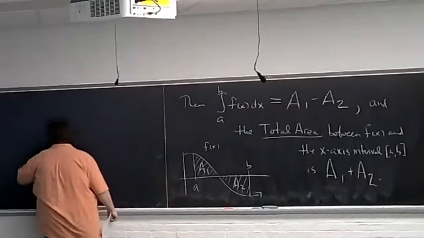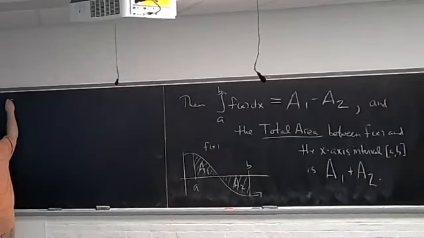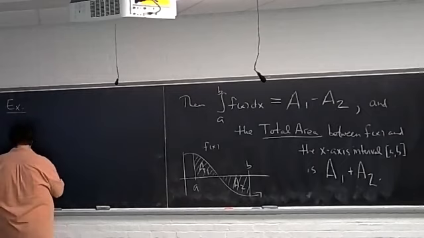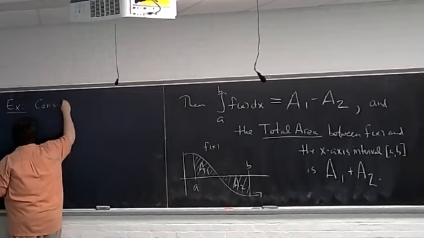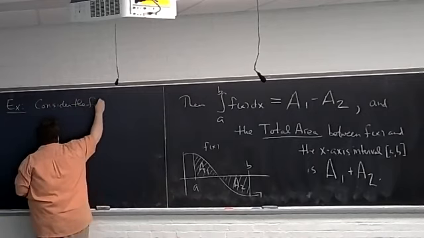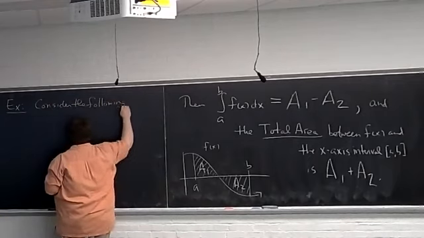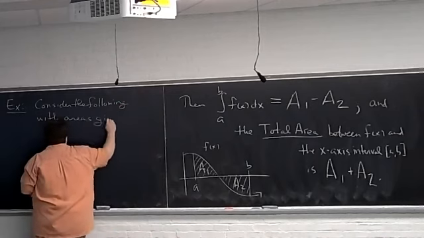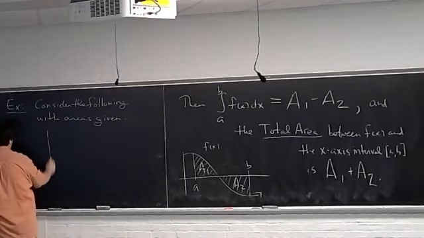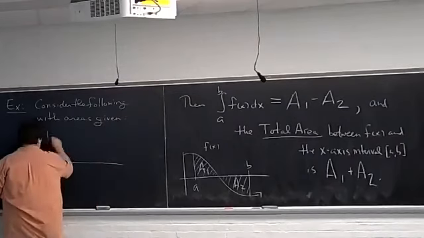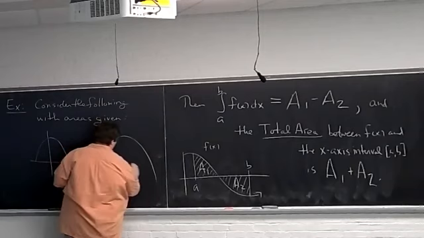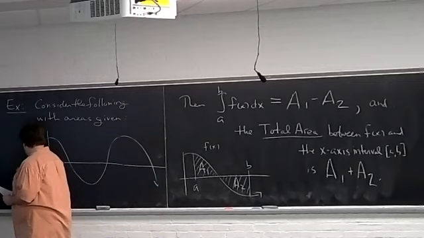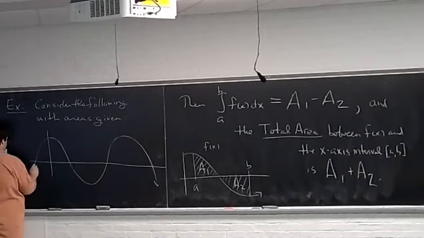Okay, let's do two examples. Example. Consider the following function with areas given. So here we have a function. Let's throw an arrow. Let's mark off some areas. Let's mark off some x values.